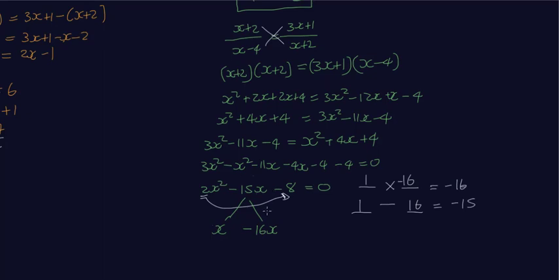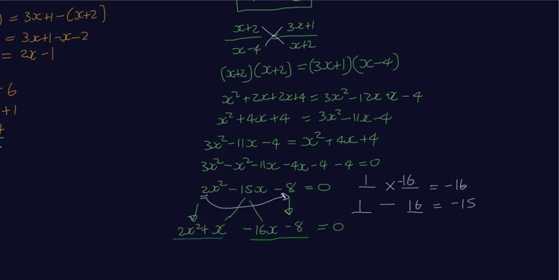So we can break it as 1x and minus 16x. So 15x we can break as x minus 16x, and then 2x squared, and then minus 8, all equals 0. So now we are grouping. What we do is we must factorize the first two and factorize the last two.